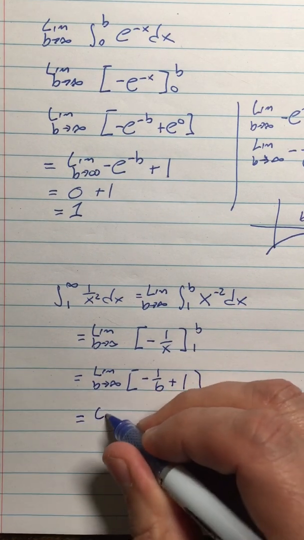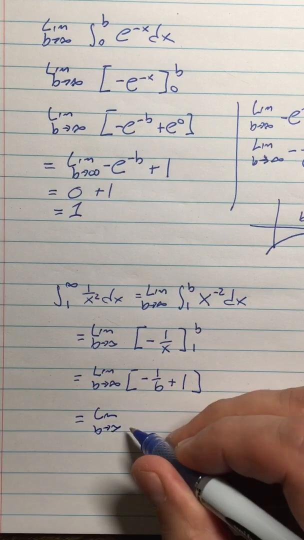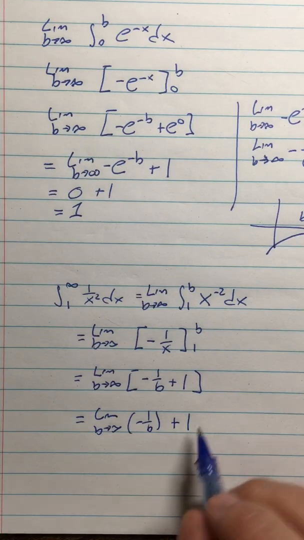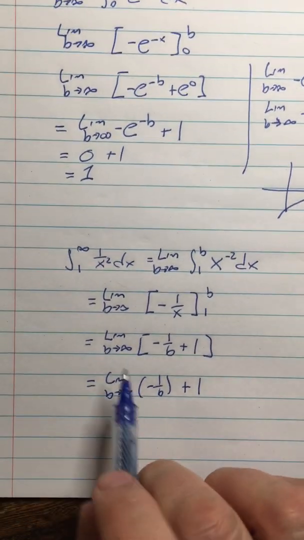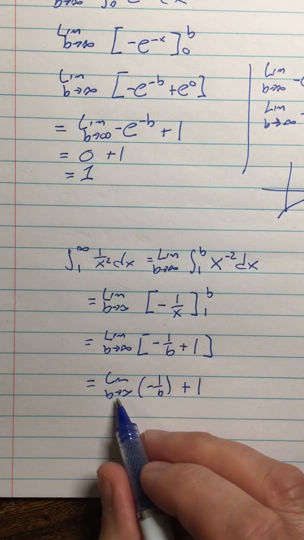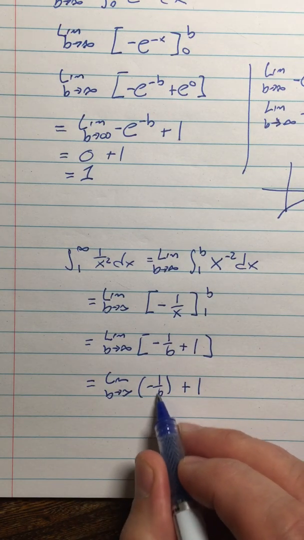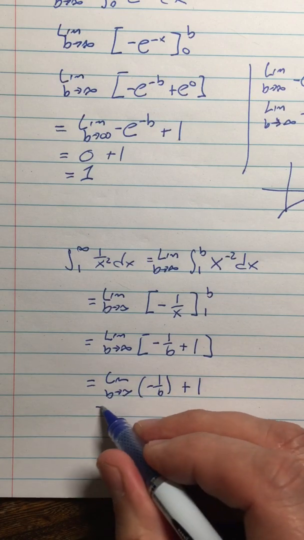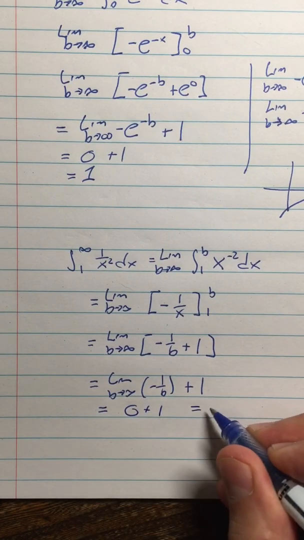So that's going to be the limit as b approaches infinity of negative 1 over b plus 1, because the 1 is just constant with reference to the variable of the limit, which is b. All right, so b approaches infinity. We have 1 over b, so numerator is bounded, denominator increases without bound. This limit is 0. 0 plus 1 equals 1.